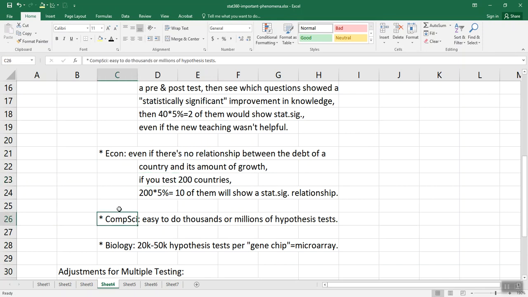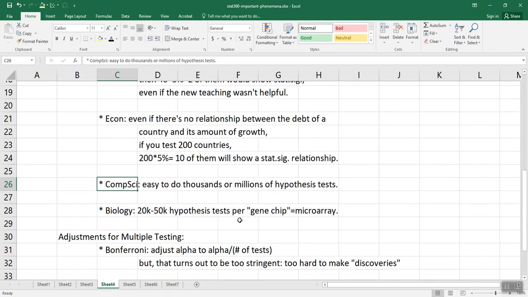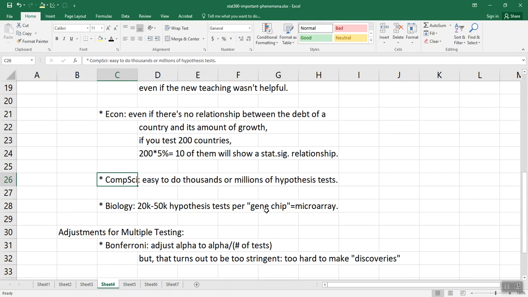In computer science, it's easy to program a simulation that tries a bunch of different things and does a bunch of hypothesis tests. Once you get it programmed for one, it's easy to replicate it, and then you're going to have lots and lots of false positives. And in biology, there's something called a gene chip or a microarray that has 20 to 50,000 different little DNA or RNA strands on it, and you're going to end up doing a hypothesis test for each one of them, of course in an automated way. You're going to get a lot of, 5%, but 5% of 50,000 is quite a lot.